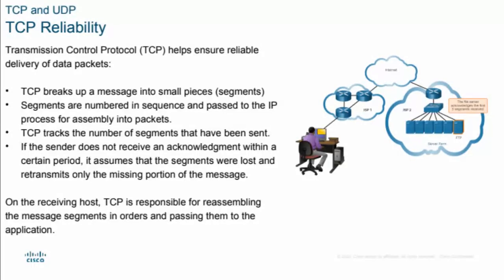On the receiving host, TCP is responsible for reassembling the messages according to their original numbers in order, and then it will pass them to the applications. This is done by TCP. It's reliable and connection-oriented. It splits the message into segments and gives a number to these segments. On the receiver side, it will reassemble them according to their numbers.